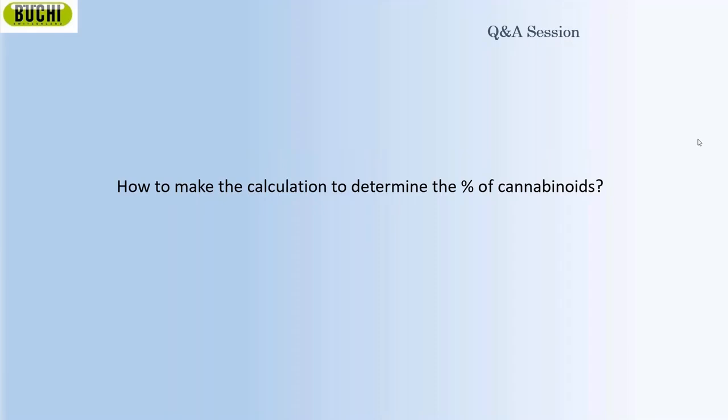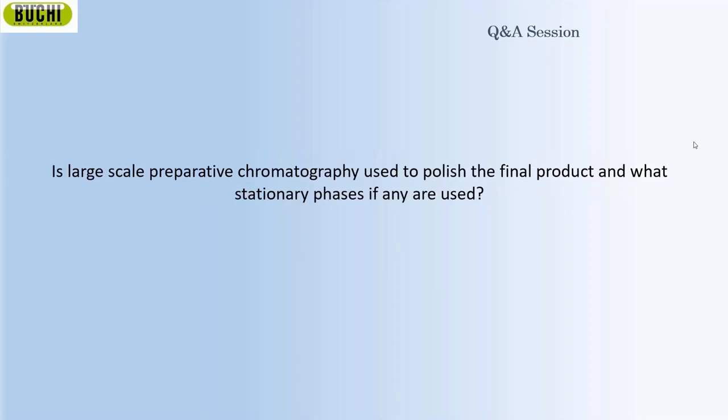All right, thanks a lot. Thank you very much. And another question we have is, is large-scale preparative chromatography used to polish the final product, and what stationary phases, if any, are used?